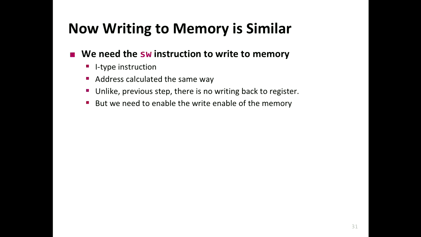And if you want to do the store word operation, it's also an I-type instruction. There are not many changes to be made in the way you calculate the address, because it's exactly the offset plus base address. The only difference is that in a load word instruction, the resulting data is written back into the register file, but in a store word, you write it to the memory location. And in order to write it to the memory location, we need to enable the write enable of the data memory. So these are some extra changes we will have to make to be able to use I-type instructions. Any questions?